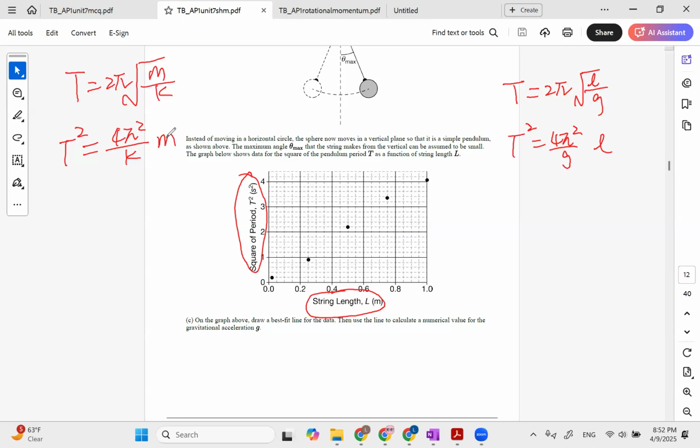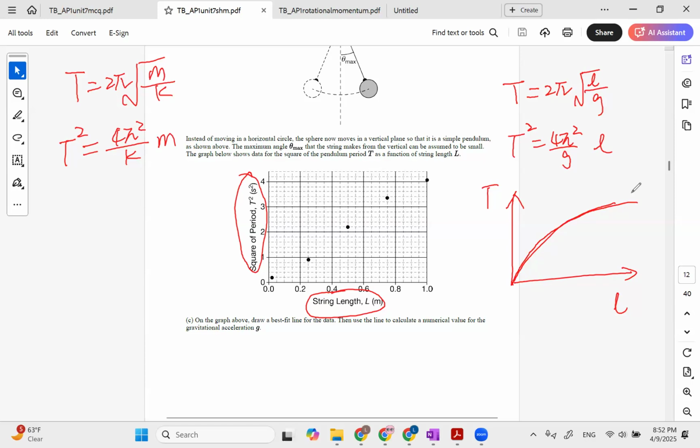Wait, I'm kind of confused. Why are we squaring? Oh, you need to find a linear relationship. If you don't square it, then it would be square root. The curve won't be a straight line, right? So if you do T versus L here, it will look like this way. When you get a curve, it's very hard to know the relation.